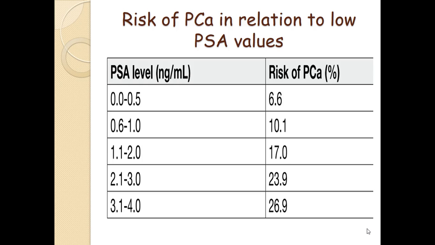So, risk of prostate cancer in relation to low serum PSA values: at the time of first PSA, or baseline PSA, if the PSA level is 0.5 nanogram per ml, the risk of prostate cancer is 6.6%, ranging from 0.6 to 1, the risk is 10%, and ranging from 1 to 2 it is 17%, ranging from 2.1 to 3 nanogram per ml, the risk of CA prostate is 23%, and if it is more than 3 and up to 4, the risk of CA prostate is 26%.